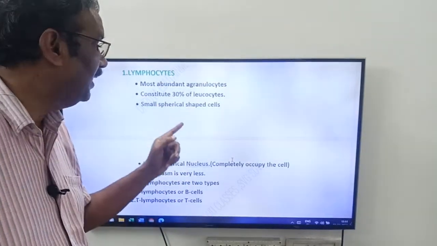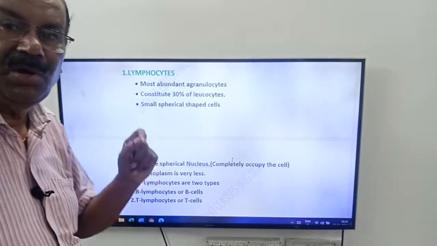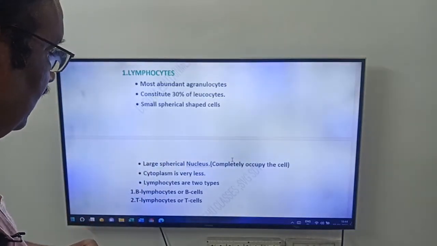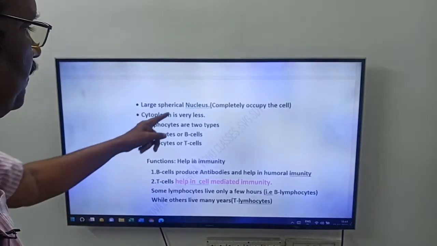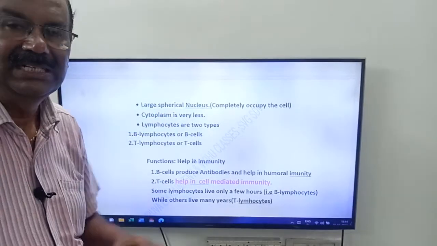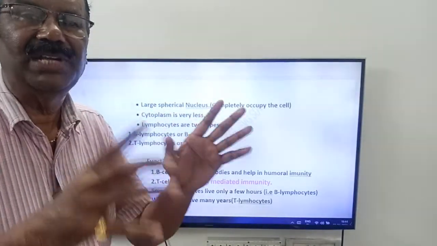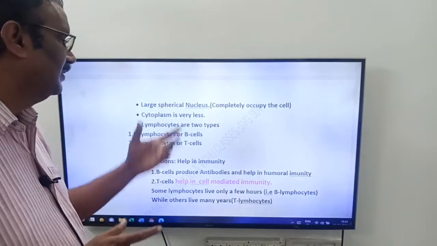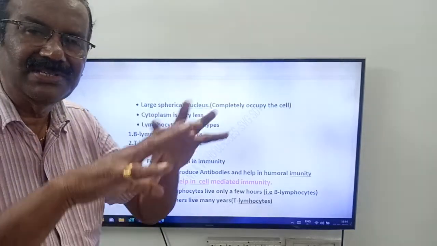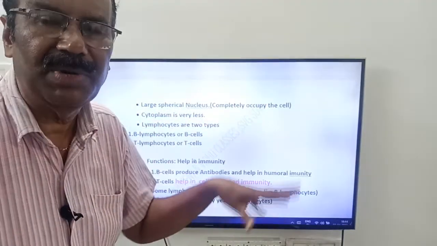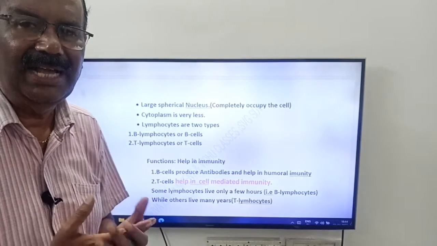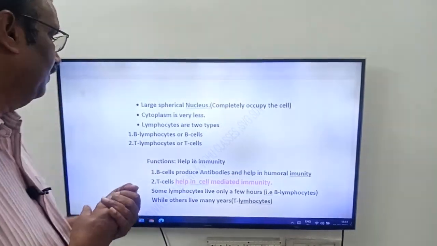These are small spherical shaped cells. They have a large spherical nucleus. This nucleus completely occupies the cell, friends. Cytoplasm is very little because the cell is completely occupied by the nucleus.